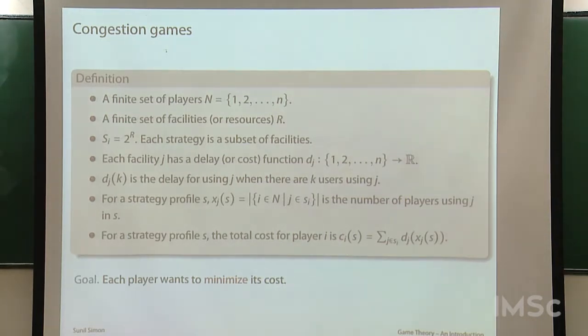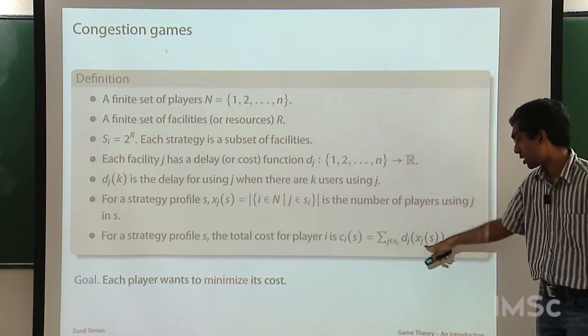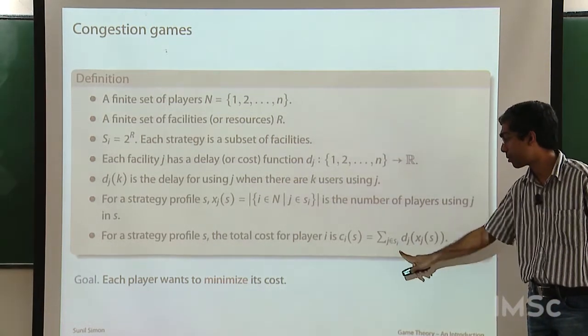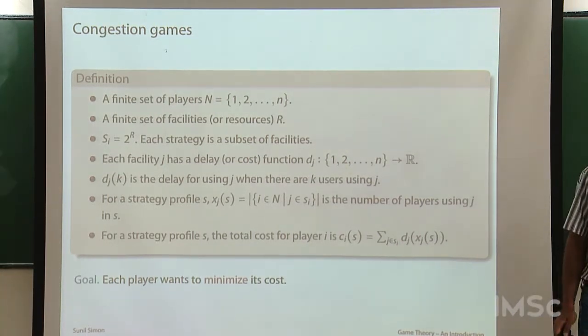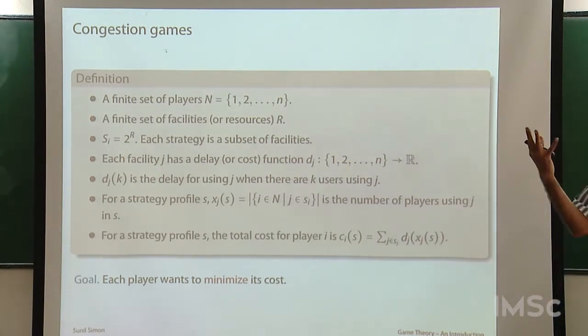Now, what is the cost? If you fix a strategy profile, remember each strategy is a subset of resources, so a strategy profile is an n-tuple where each component is a subset of resources. Now if you fix a strategy profile, what is the cost that player i has to incur? You simply add up the delays. You look at all the resources that are part of that strategy of player i, and you simply add up the delays. That's the cost. So this is the congestion game model. Here you are trying to minimize the cost. If you want to think of it as utility, you just take the negative of this value, then you are trying to maximize the utility.